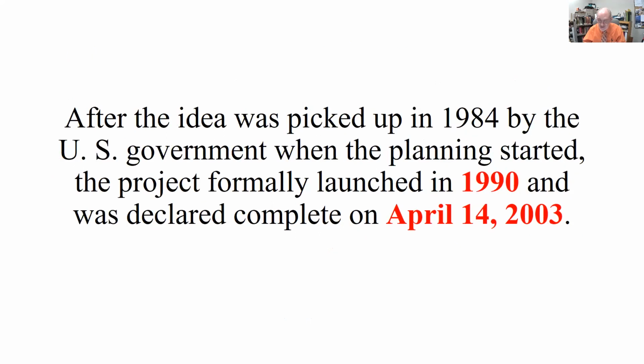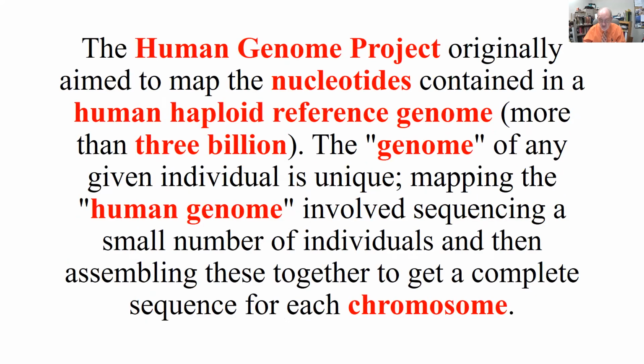After the idea was picked up in 1984 by the US government, when the planning started, the project formally launched in 1990 and was declared complete on April the 14th, 2003. The Human Genome Project originally aimed to map the nucleotides contained in a human haploid reference genome, more than 3 billion, if you remember that big number.